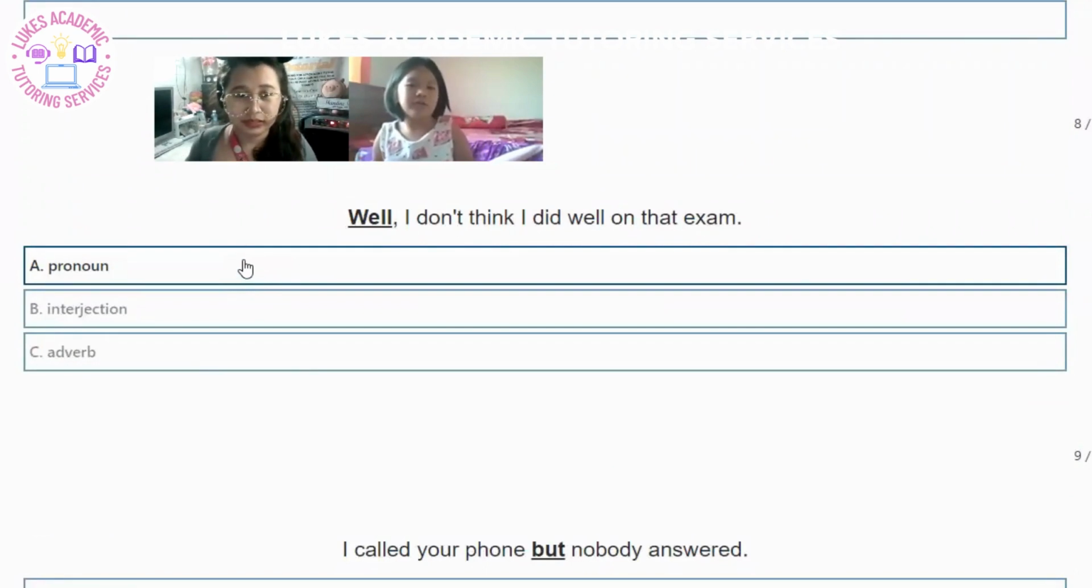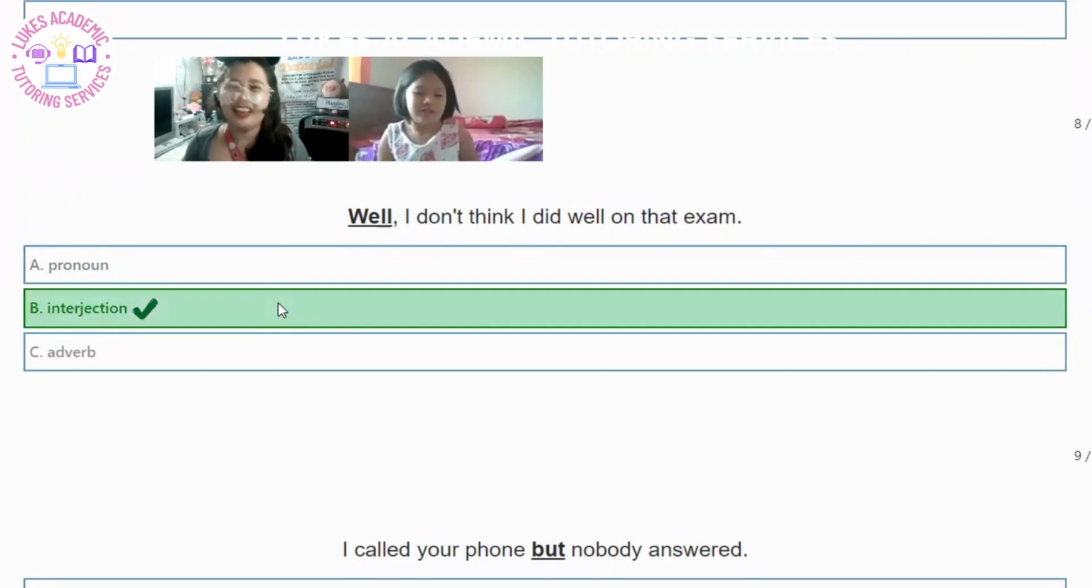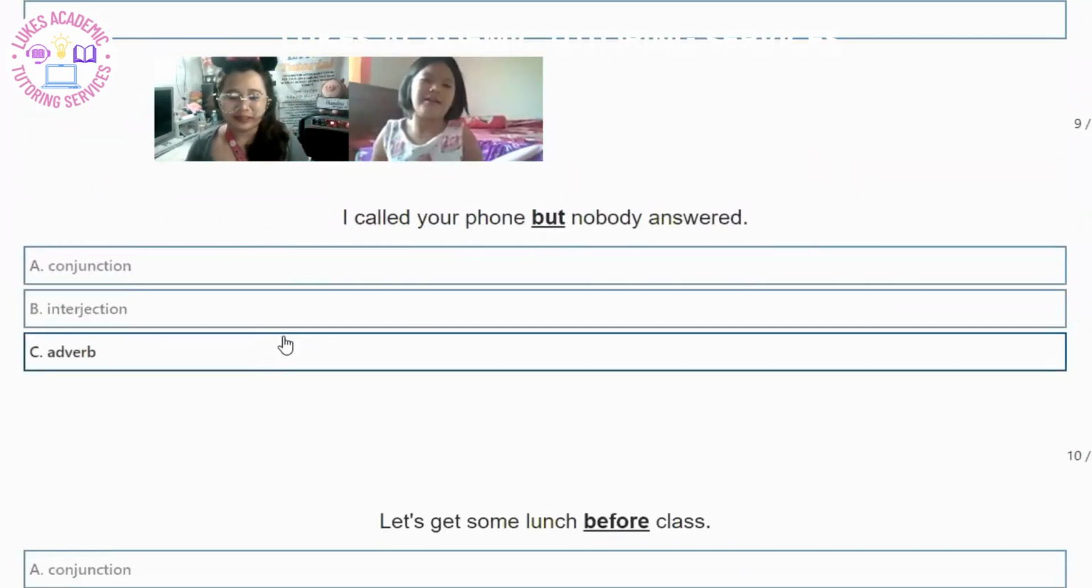Number 8. Well, I don't think I did well on that exam. Okay. A, pronoun, B, interjection, or C, adverb? Easy, it's interjection. Magnificent.